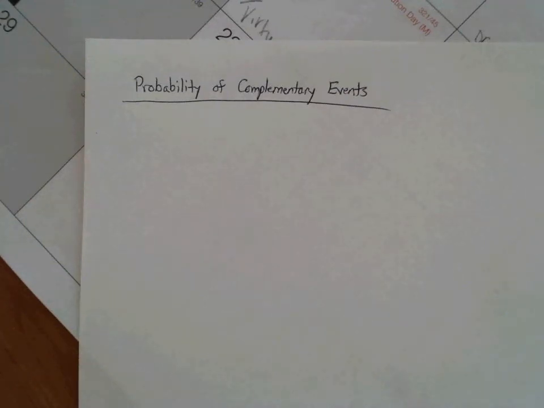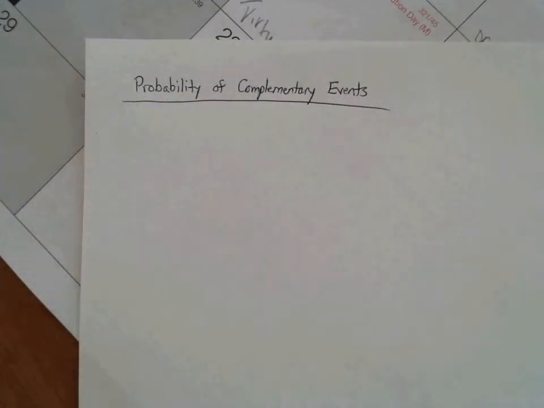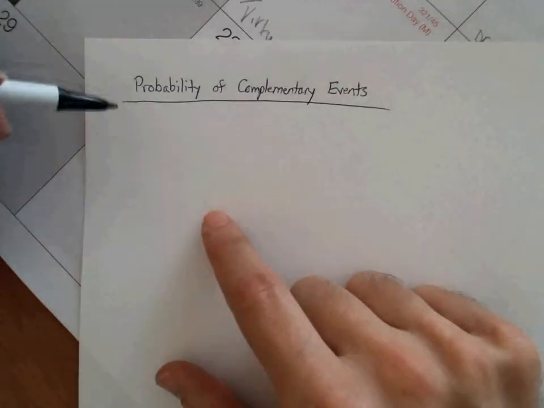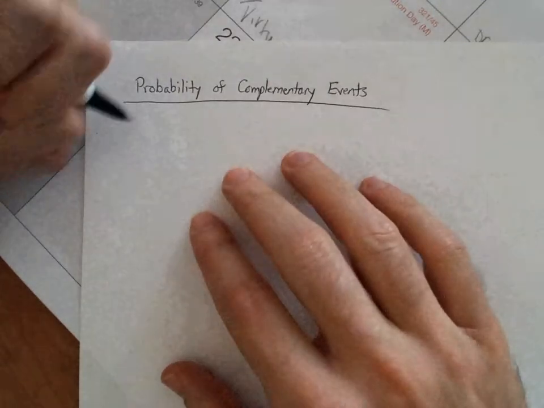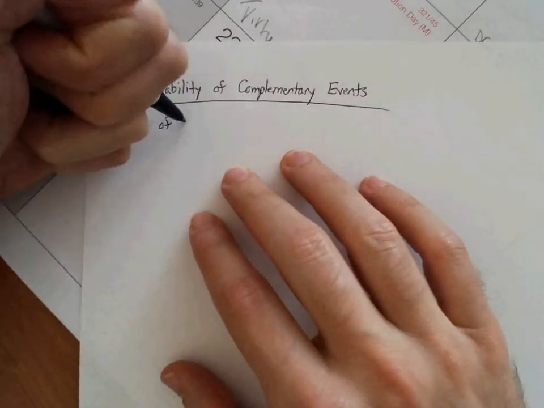So in this video we're going to talk about the probability of complementary events. And complementary events will have a sum of 1. So that'll be something that shows up with some of these examples that we look at here. Now, when it comes to a sum of 1, let's write that in here. So remember that. Sum of 1.